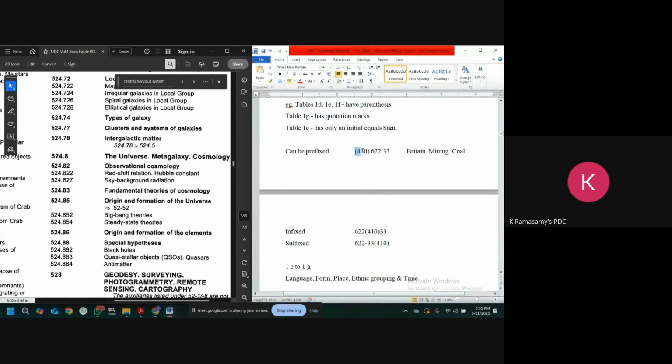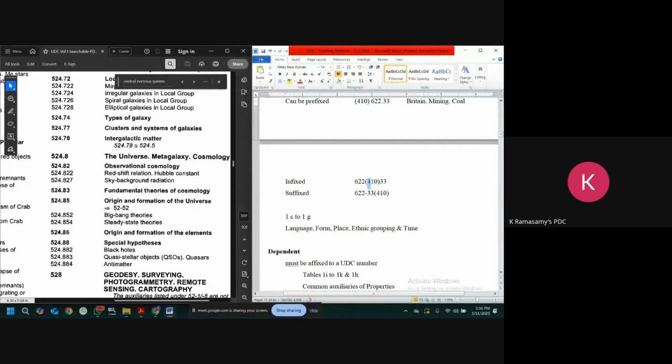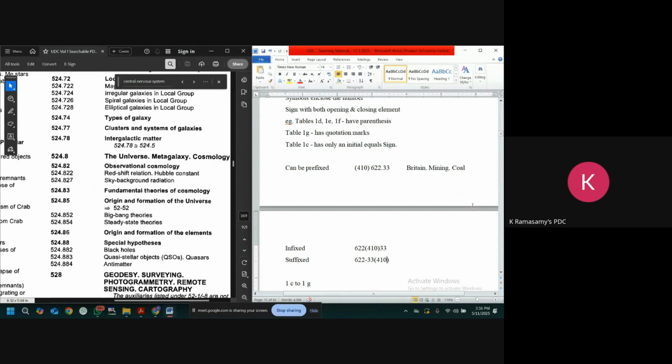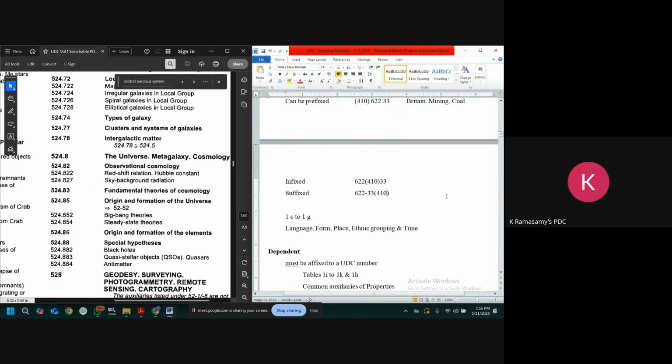It can be prefixed. If you need, it can be infixed. If you need, it can be suffixed. No problem. And without any UDC number also, this 410 can act as an independent number. For example, all the books on Britain, general Britain, can be brought together. You can just keep it. That's called independent common auxiliaries. That means these auxiliaries can either be attached to a UDC number or be written as the first number and act independently.